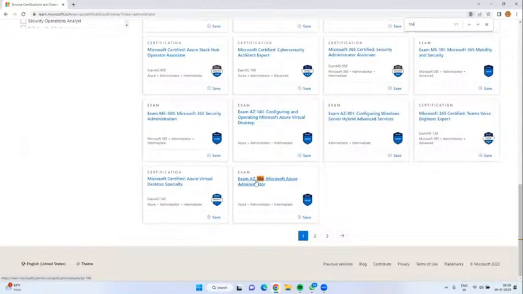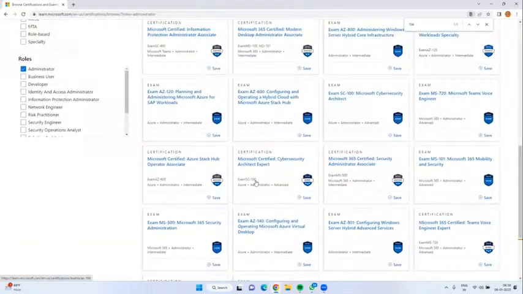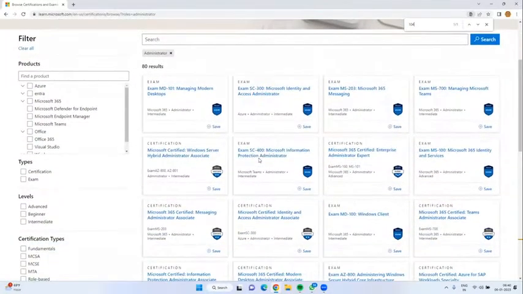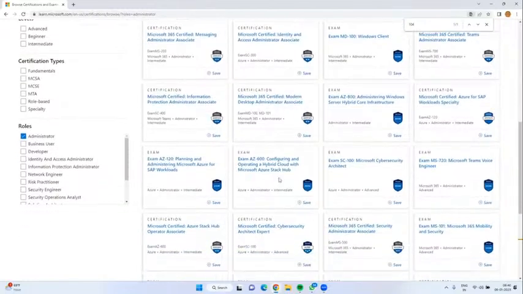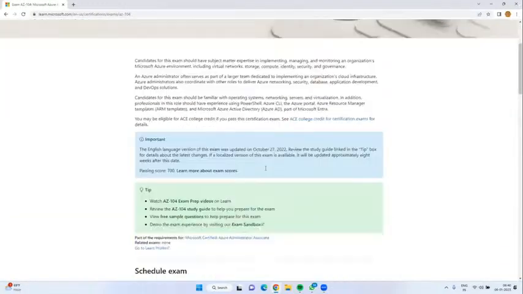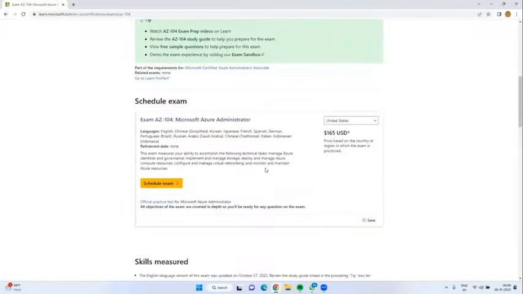AZ104 Microsoft Azure Administration. If you observe, we have a lot of certificates. For every technology, we have one certification paper. So the administrator certification number is AZ104. Just click on it. Here you will get the syllabus.